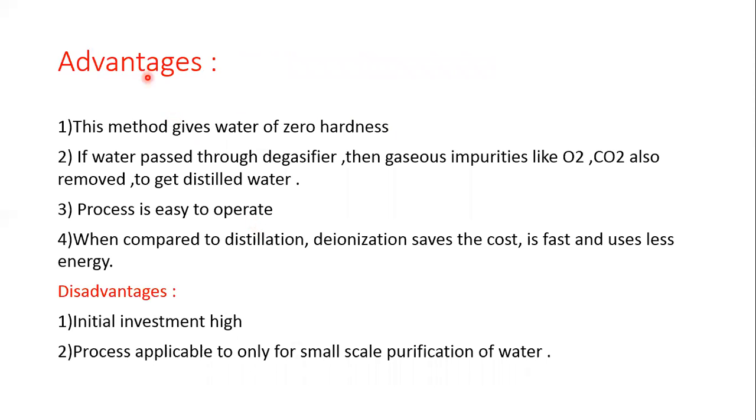Now let us see the advantages. This method gives water of zero hardness, around 0 to 2 ppm hardness is obtained by using the deionization method. If water is passed through a degasifier, then dissolved gases like oxygen and CO2 are also removed. We'll get the distilled water or demineralized water. The process is easy to operate, and if you compare the process with distillation, deionization saves the cost. It is a fast process and it uses less energy.